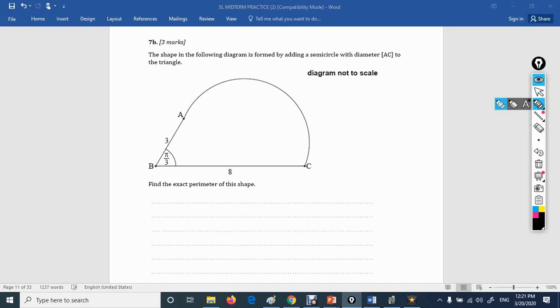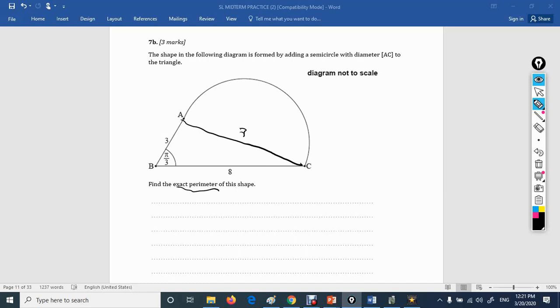Okay, so here we are on question 7b. And in this one, they say the shape in the following diagram is formed by adding a semicircle with diameter AC. So this from A to C is a diameter, which we found from before was 7. So find the exact perimeter of this shape. So the perimeter will be 3 plus 8 plus the semicircle.